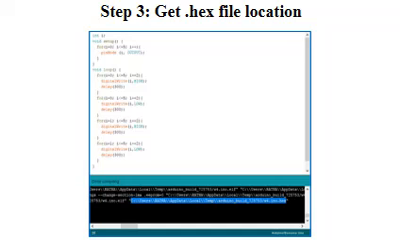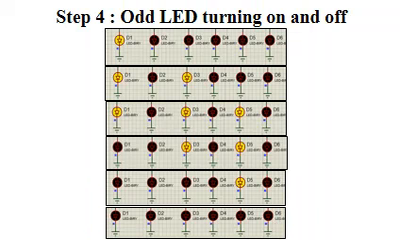In this screenshot, we can see the location of the hex file. After compiling the code, we will copy the location and paste it in the program file box of the Arduino UNO. Now we should come to the Proteus software and simulate the circuit. Here the sequence of the output is shown.